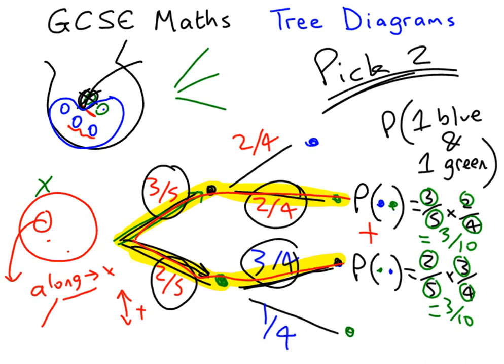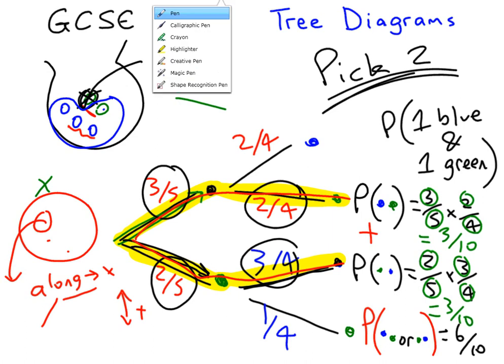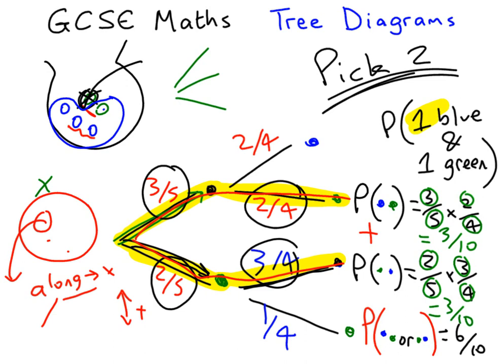Okay, so the probability of getting blue, green, or green, then blue, equals 6 out of 10. You add them together, which is 3/5, I know. But that's fine, okay? And that was originally a wordy question.